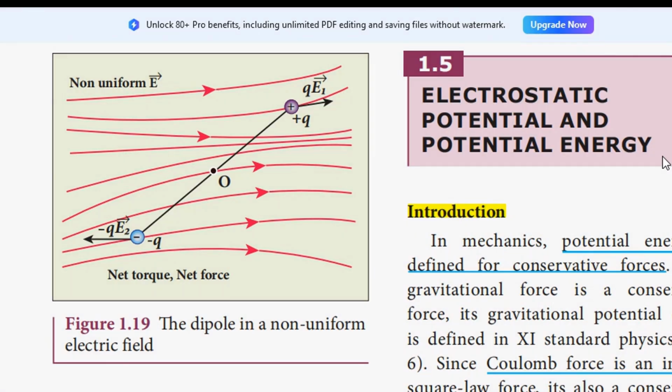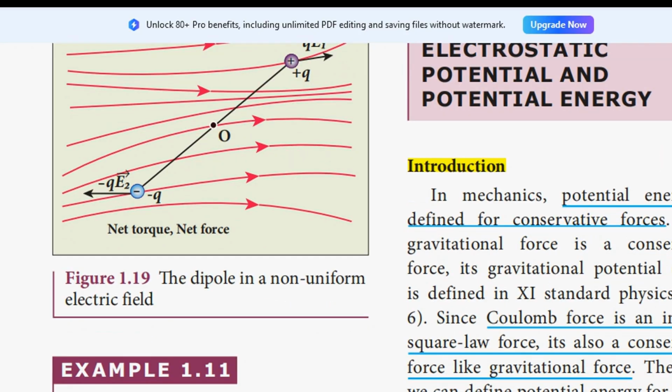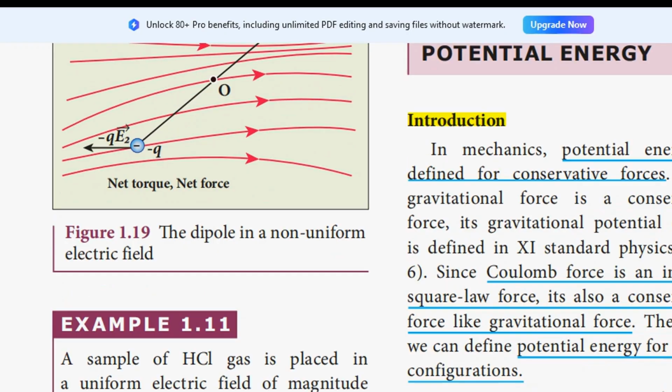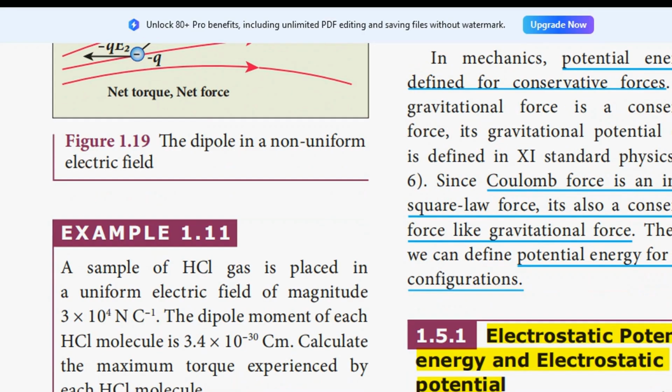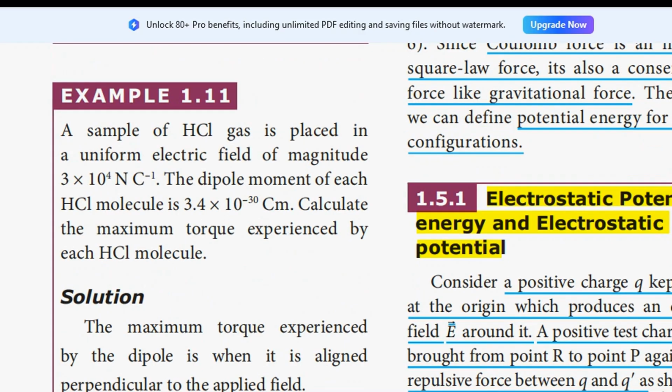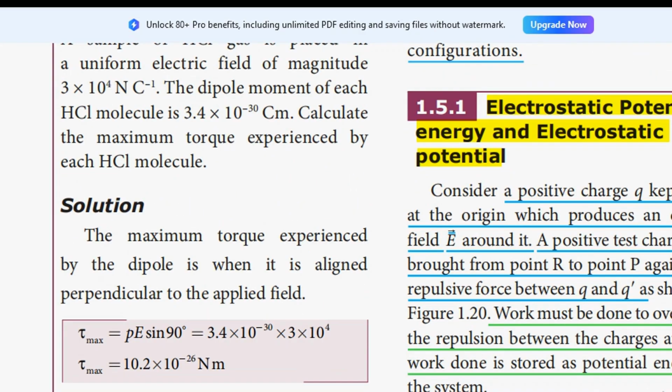Now let us study about electrostatic potential and potential energy. Introduction. In mechanics, we know that the potential energy is defined for conservative forces. Since gravitational force is a conservative force, this gravitational potential energy is defined in standard 11. Since Coulomb force is an inverse square law force, it's also a conservative force like gravitational force. Therefore, we can define potential energy for a charge configurations. Now, we will see about the electrostatic potential energy and electrostatic potential.